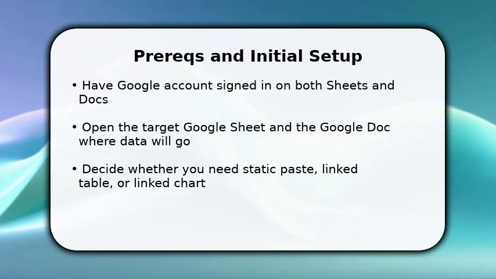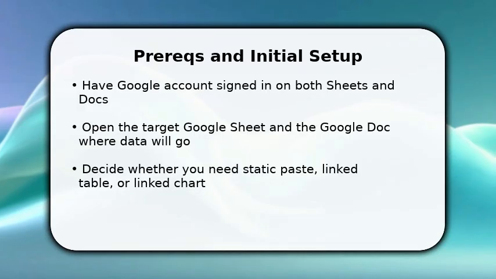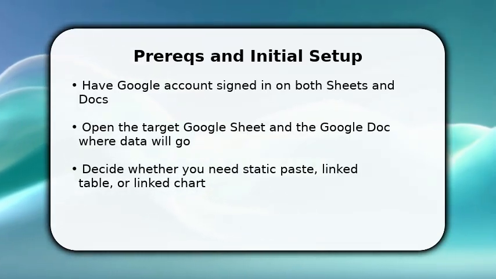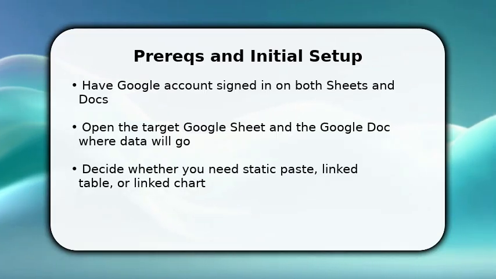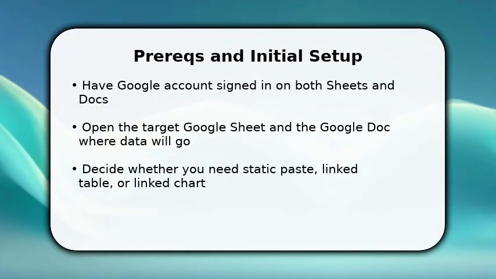You'll start by confirming permissions and picking the file pair you'll work with. Open the Google Sheet with your data and the Google Doc where you want updates to appear. Make sure you own or have edit access to both, otherwise linking won't persist. Once done, decide if you need a pasted snapshot, a linked table, or a linked chart, because the steps diverge.